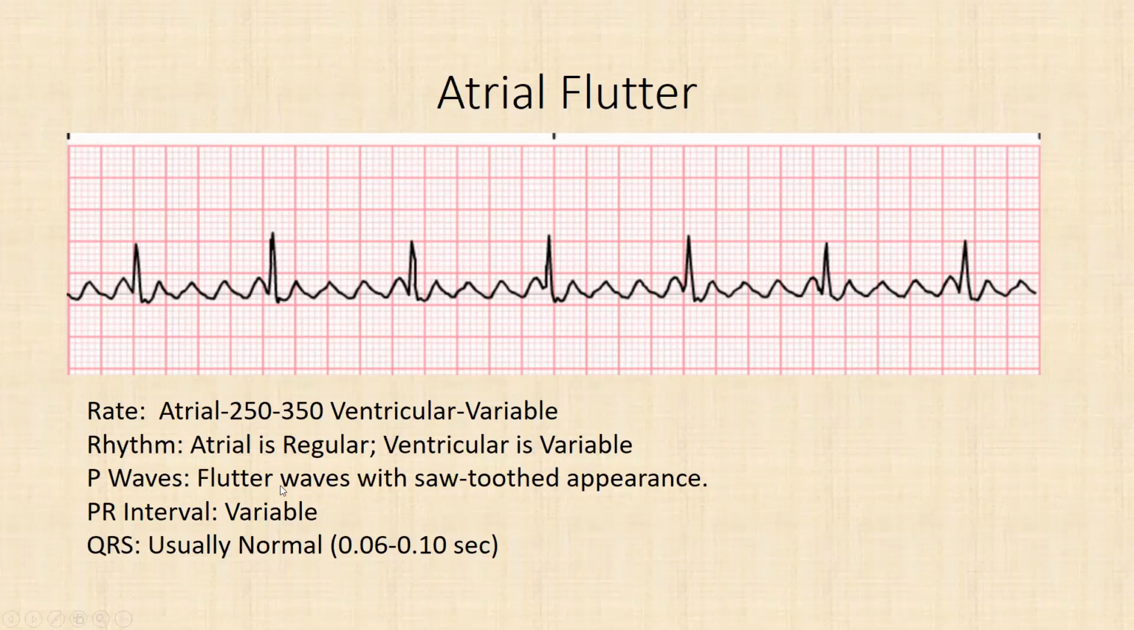P waves: they get the flutter waves with a sawtooth appearance, so if you say P waves, sawtooth would be a good description. PR interval: because they're so varied, you can't measure a PR interval when the R is all the way over here, so that would be variable. And then QRS is considered normal. If we do our measurement here, that would be normal.